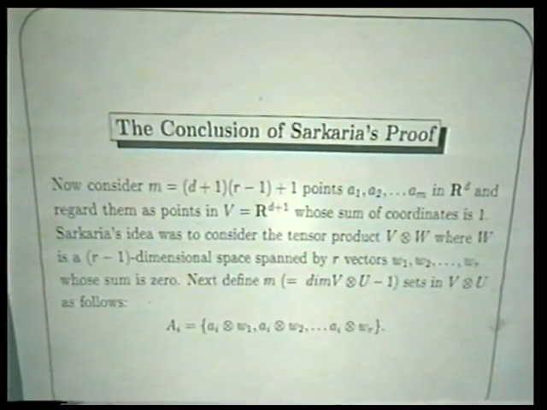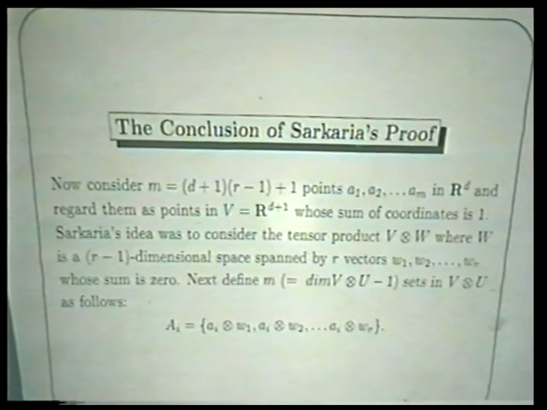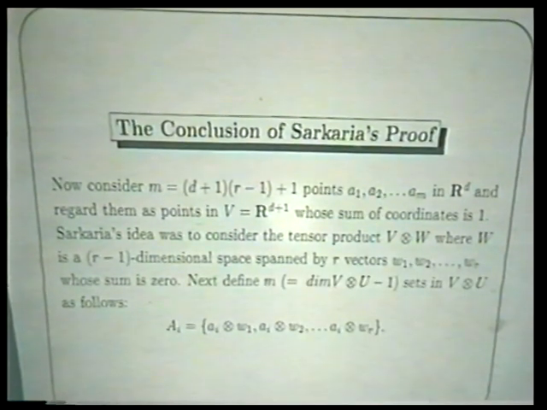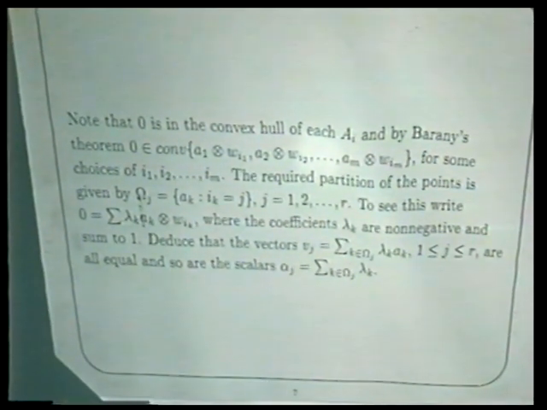And of course, 0 is in the convex hull of all these A_i's, because 0 is the average of the points in the A_i's. So now we can finish the proof. Note that 0 is in the convex hull of each A_i, and by Bárány's theorem, 0 is a convex combination of one point from each of the sets. So 0 is in the convex hull of A_1 tensor W_{i1}, A_2 tensor W_{i2}, and so on up to A_m tensor W_{im}.